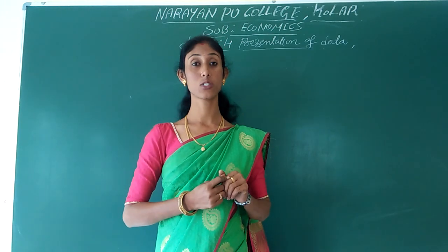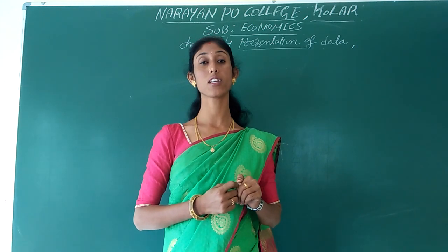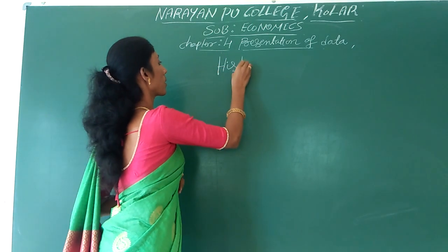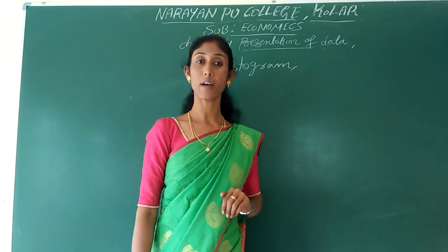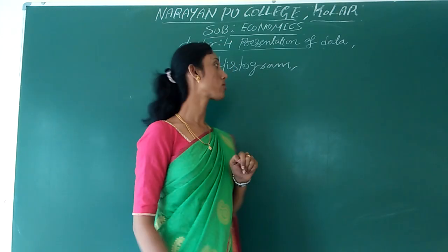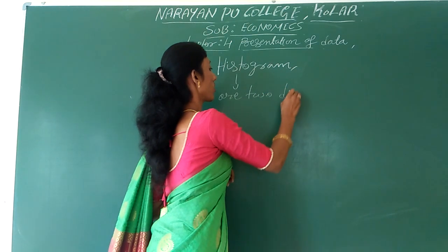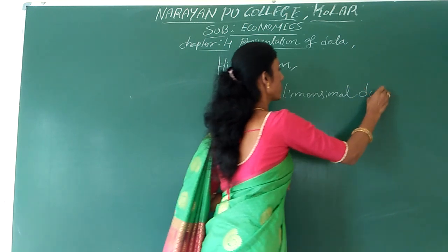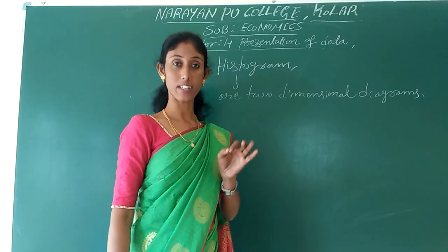The first type of diagrammatic presentation in frequency diagrams is the histogram. Here, histograms are nothing but two-dimensional diagrams. This will be asked for one mark. Histograms are two-dimensional diagrams, and they are a set of rectangles.